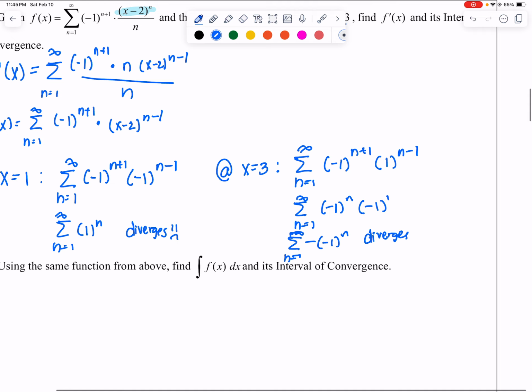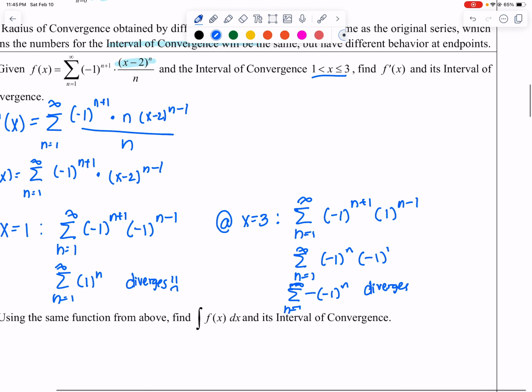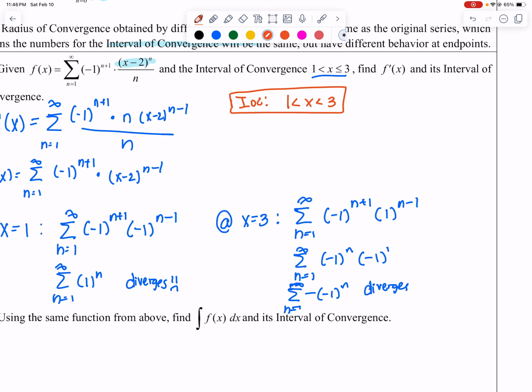So since both of them diverge, this tells us that my interval of convergence is going to be from 1 to 3, but we are not going to be including 1, and we're not going to be including 3.